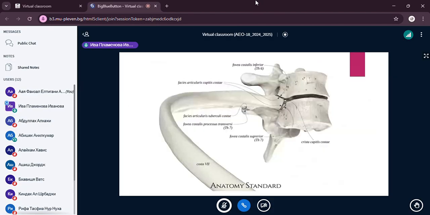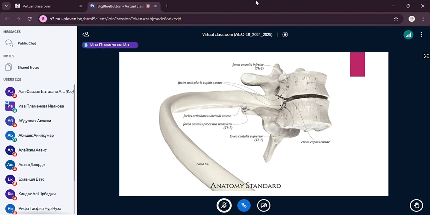So what's the difference between the cervical and the thoracic vertebrae? The cervical vertebrae have the transverse foramen. C1 is called atlas, C2 is called axis, while the thoracic vertebrae have articular surfaces for the ribs, for the head of the ribs, and for the tubercle. The head is on the body, the tubercle is on the transverse process.